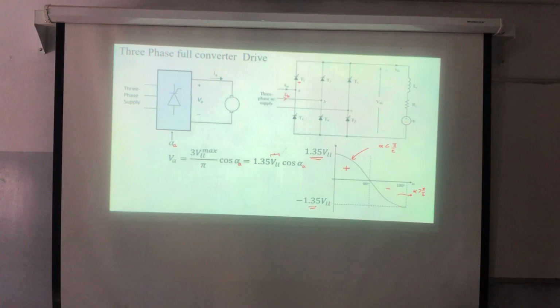Now, let's refresh. This will be the same if I need to calculate the armature current IA average. It will equal VA average minus EA over RA. And if I'm using the same converter for the field circuit, in this case I will have VF equal to 1.35 V line to line cosine alpha.